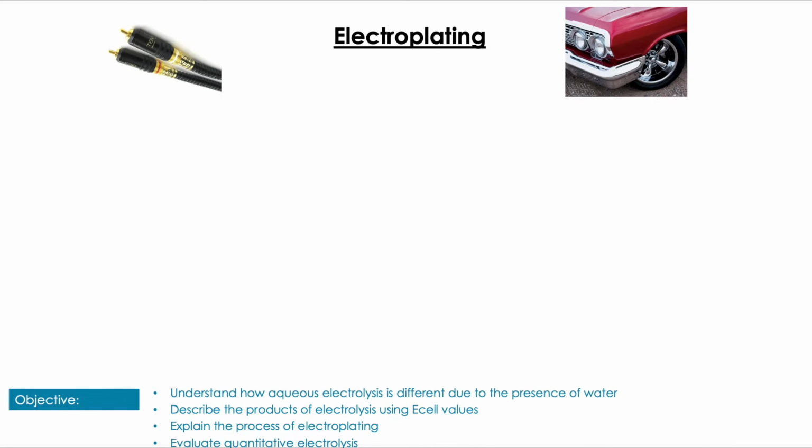Which brings us on to one of the major uses of this process, which is electroplating. So electroplating is just simply taking one material and coating it with a very fine layer of another, usually more expensive material. And this has a few different uses, the first of which can be decorative.